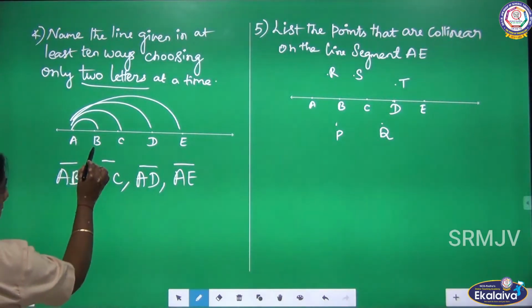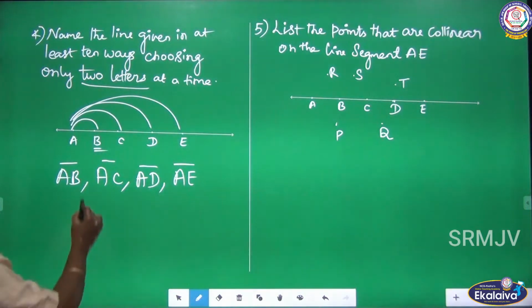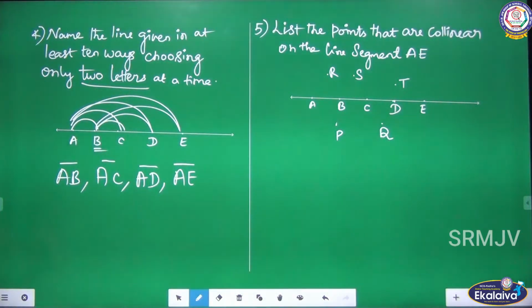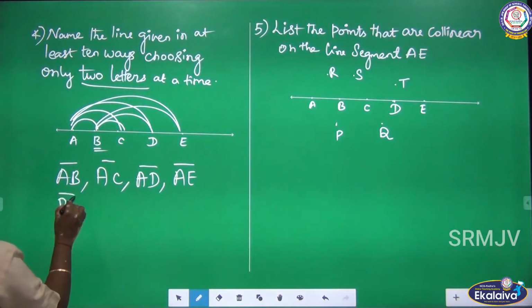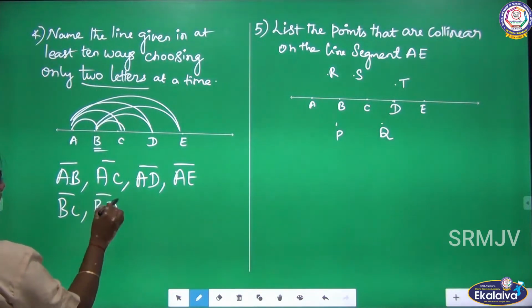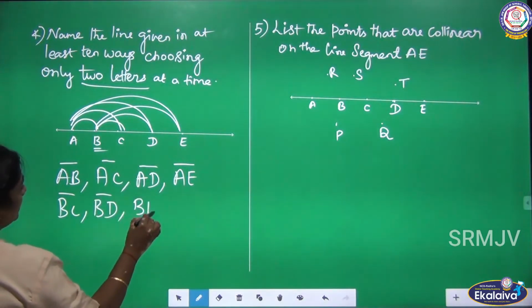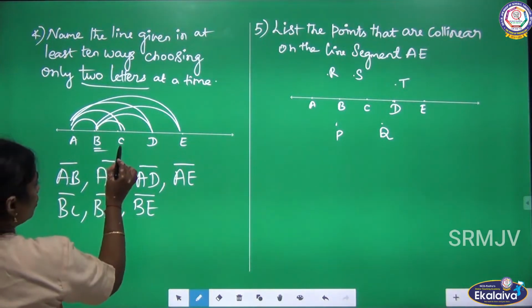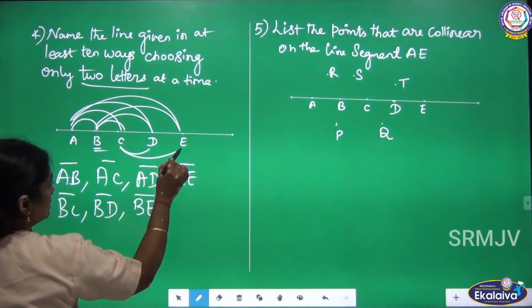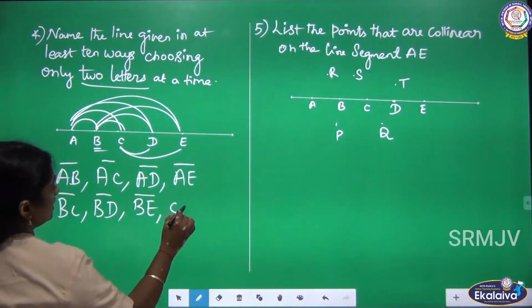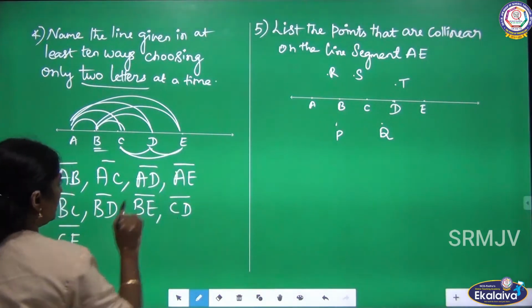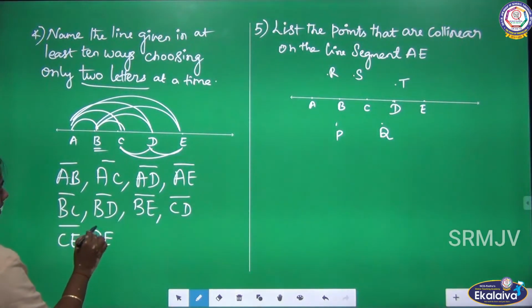Next I will move on to the B. For B I can write BC, BD, BE. Okay, BC, BD, BE. Okay, the B part is over. Next I will move on to the C. CD, CE. Okay, CD, CE. Now only D is there. So DE. I can write DE.